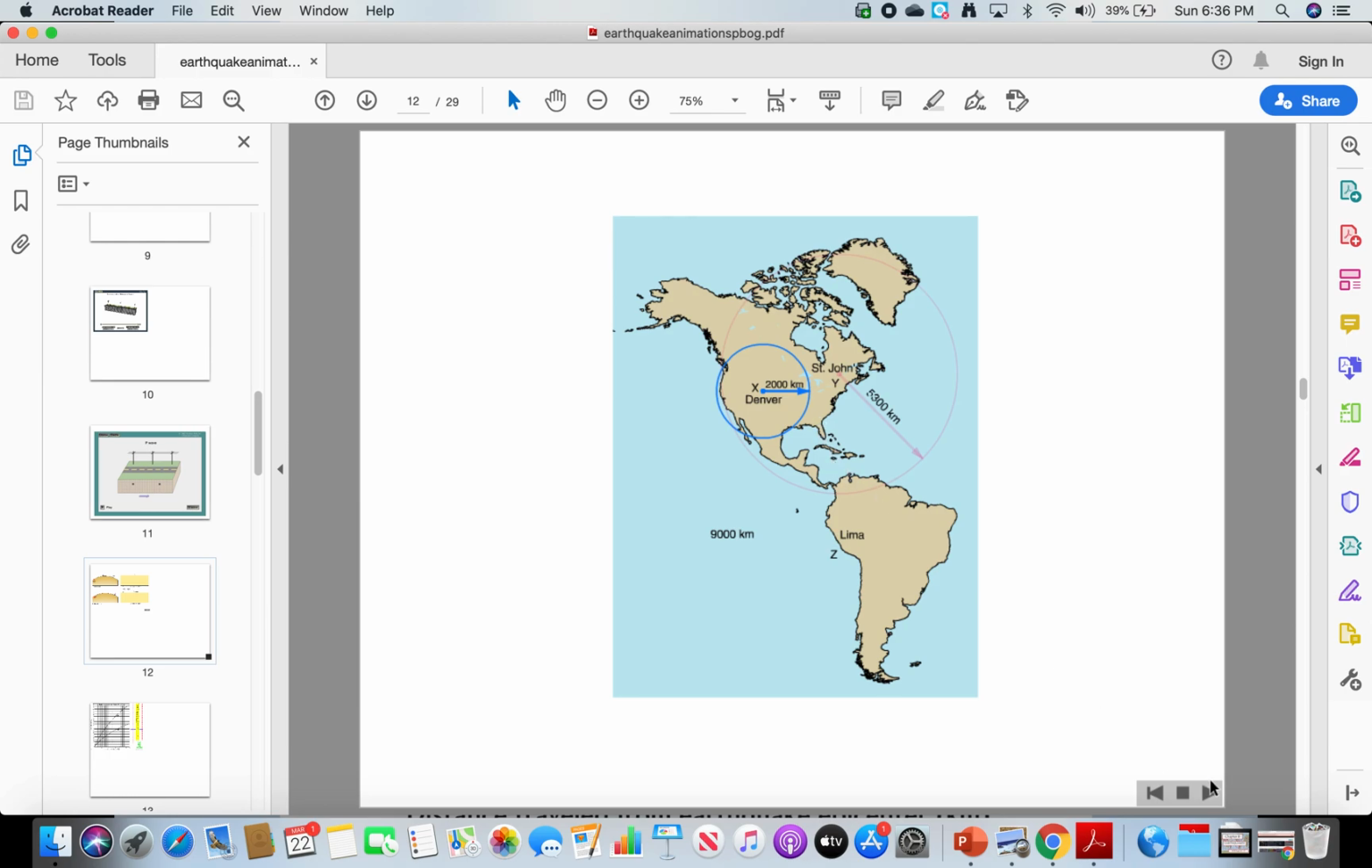But what do I need? I need the 3rd station, which is Lima. Okay, there's your 2 question marks. Now the people in Lima know that they're 9,000 kilometers from the epicenter.